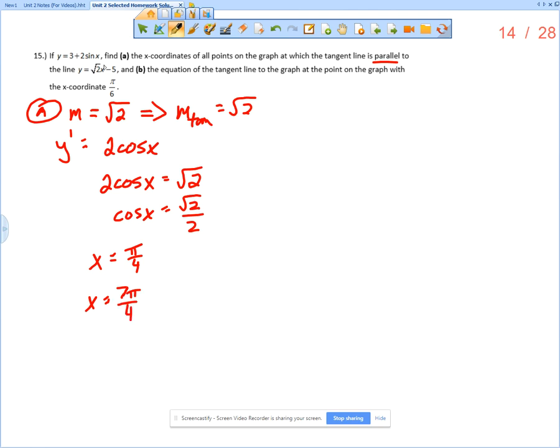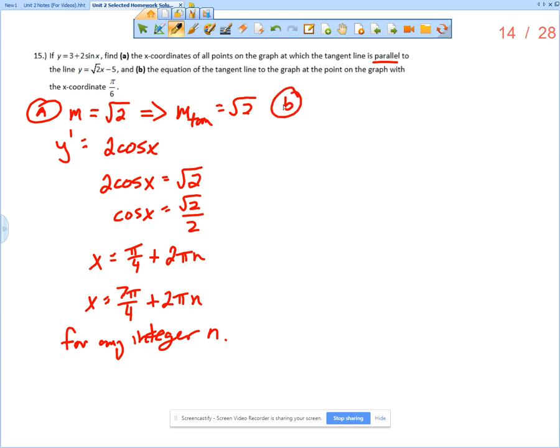But notice there's no domain restriction here, and you remember that the trig functions are periodic, and so we would have to say that x could be pi over 4 plus 2 pi n, right? Because it could be back around, so pi over 4, and then it could be at 9 pi over 4, and so on. And 7 pi over 4, same thing, plus 2 pi n, for any integer n. All right, so that's part A.